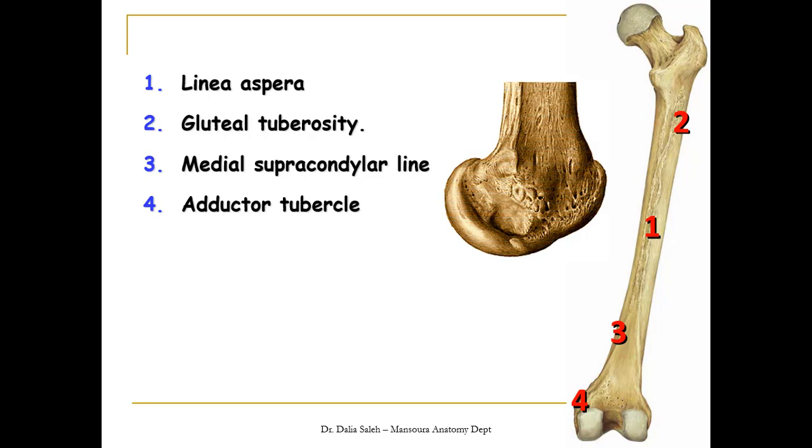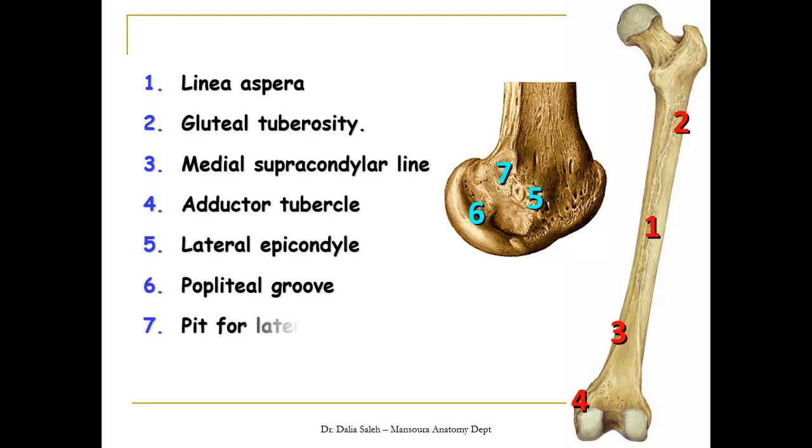Now we are looking at the lateral surface of the lower end of the femur. So above the lateral condyle of the femur, we have this elevation which is called the lateral epicondyle. Below it, there is a groove. We call it the popliteal groove. And above it, there is a pit. It is called the pit for the lateral head of gastrocnemius.